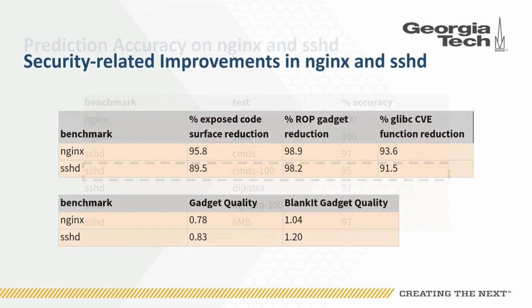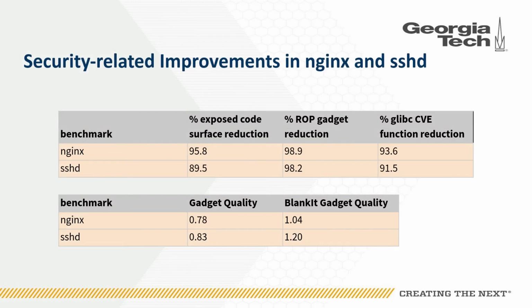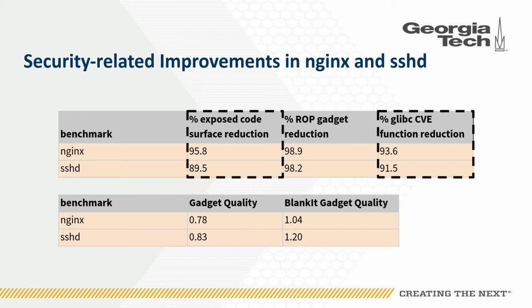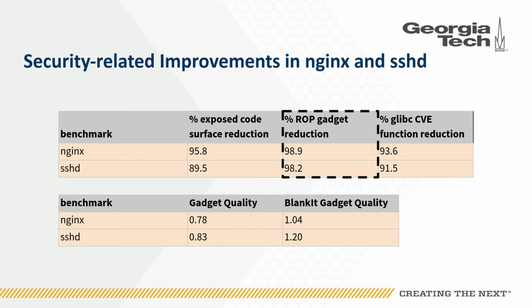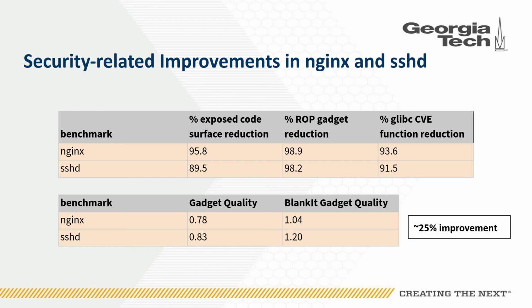We looked at multiple security metrics, including a reduction in mapped library functions, ROP gadgets, and glibc functions with known CVEs, as well as a measure of gadget quality without and with BlankIt. You can see that we achieved around 90% or better code surface and glibc CVE function reduction, and the ROP gadget reduction was 98% or better. And gadget quality improved about 25%.